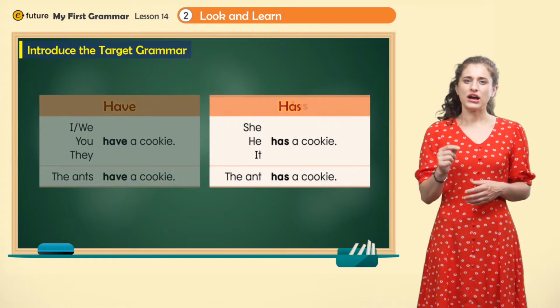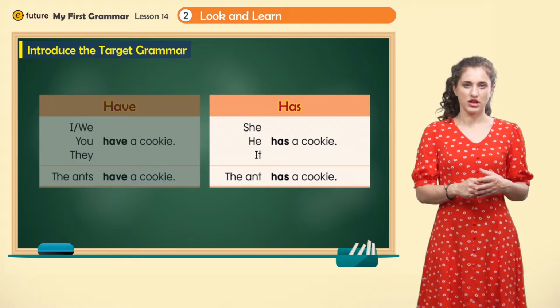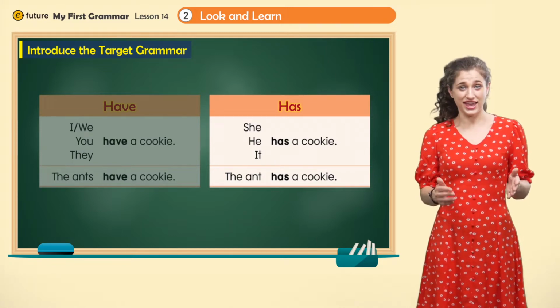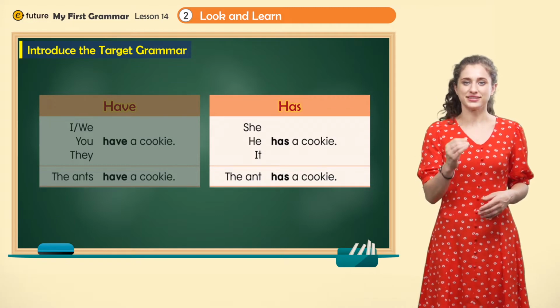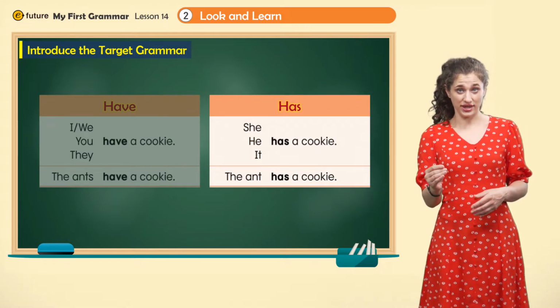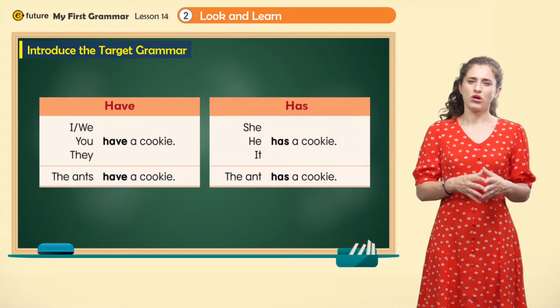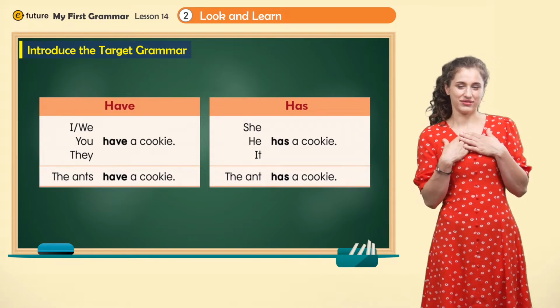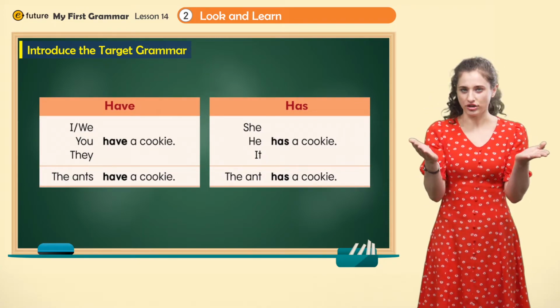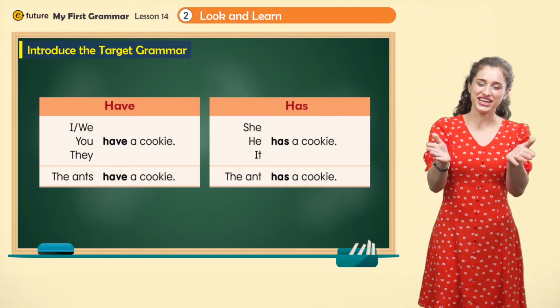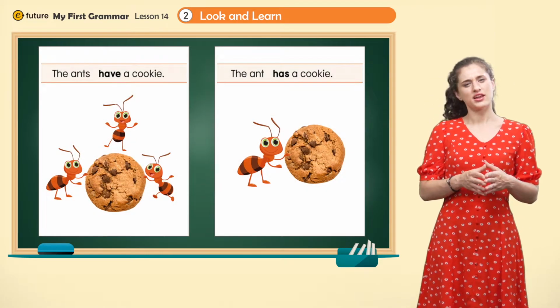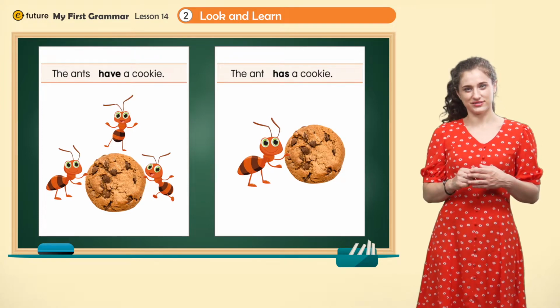Okay? Now, look at has. She, he, it has a cookie. We use has together with she, he, it. So, I have a cookie. She has a cookie. I have a cookie. She has a cookie.